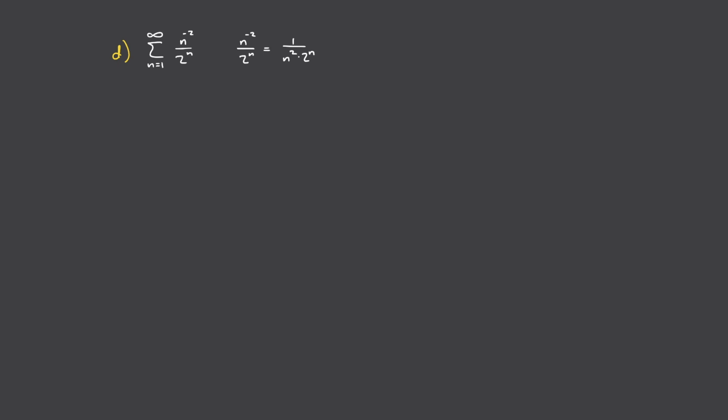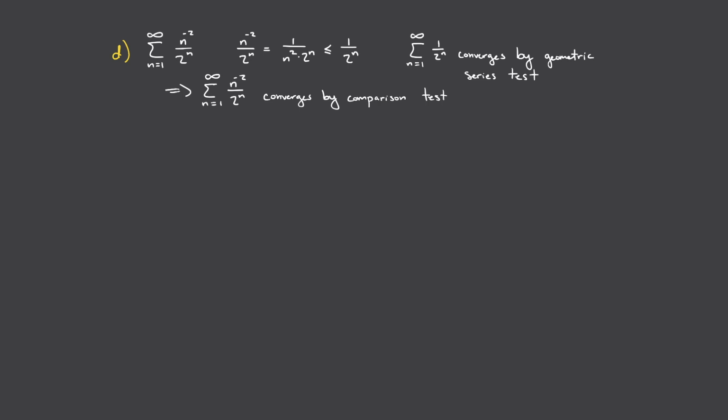Just like before, we can do this by dropping off the n squared in the denominator to get 1 over 2 to the n. And since n squared is bigger than 1, this will make the denominator smaller, and so the whole fraction becomes bigger. Furthermore, we know that the sum of 1 over 2 to the n converges by the geometric series test, and so our original series must converge as well.